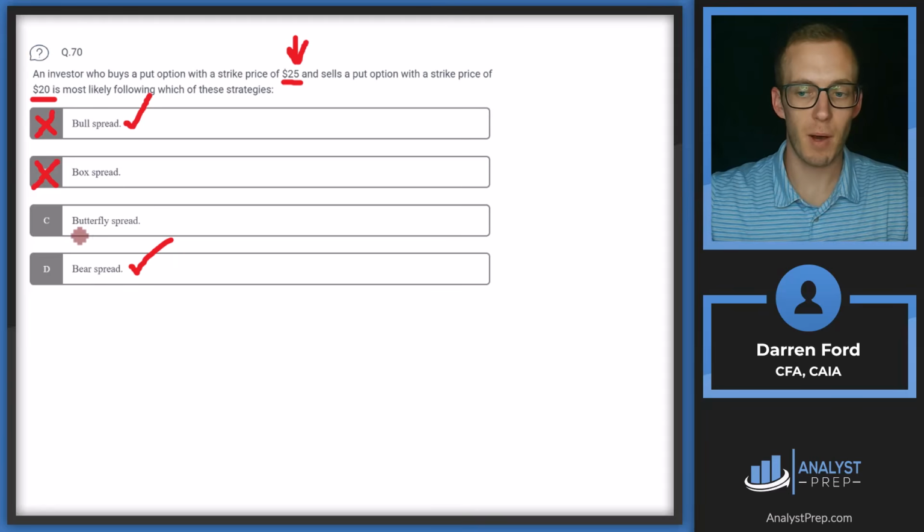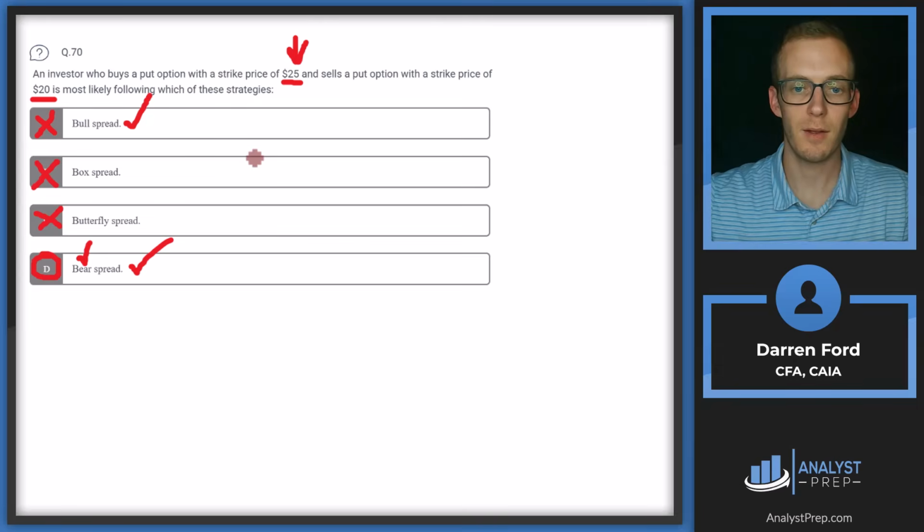Answer C, butterfly spread. So a butterfly spread is going to be three different options, and it's not going to be aiming to profit from prices dropping like this strategy is. It's going to be aiming for a change in or an increase in volatility in order to profit. So it looks like we're left with bear spread, which is what this describes, and key there, bear, we want the price to go down. So it's helpful to kind of understand that right from the outset. Answer D.